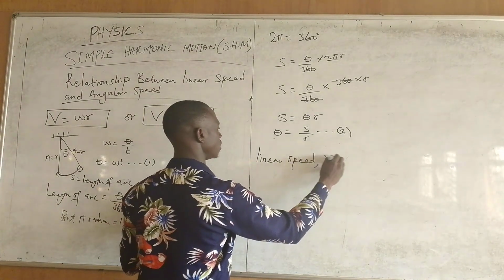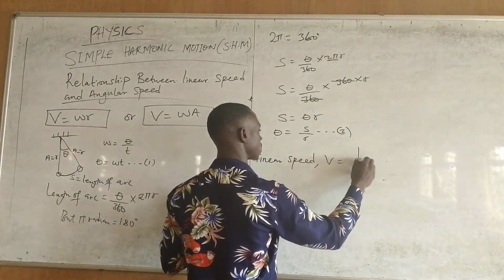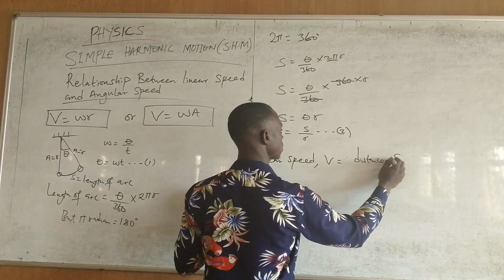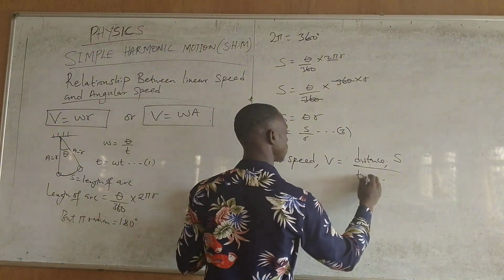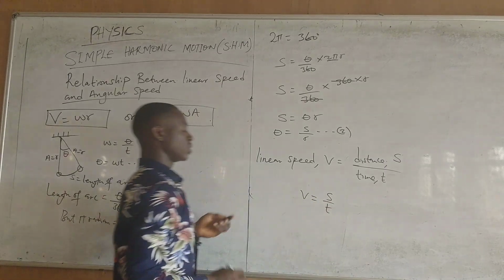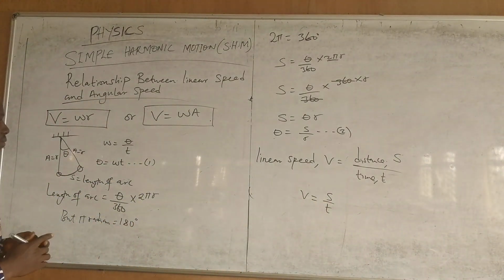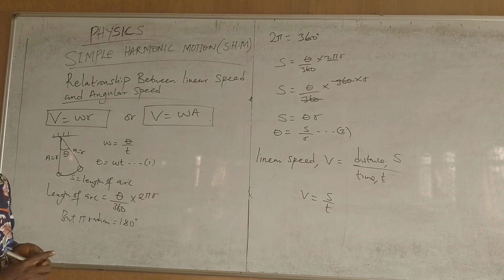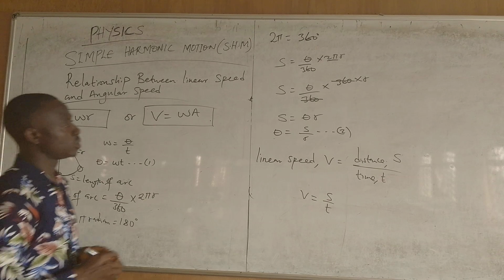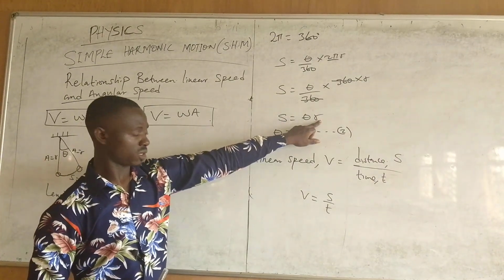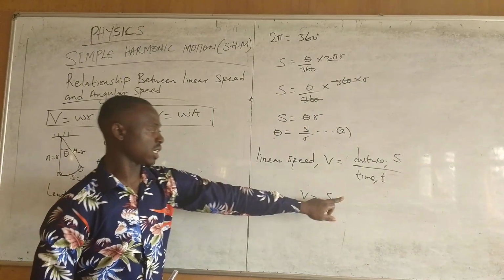Then don't forget again that linear speed. What's our linear speed? V is equal to distance, which is distance traveled. We use S over time t, meaning V equals S over t. V is equal to S over t. Okay. Now, what is our S here? S is theta r. There's S here, isn't it?